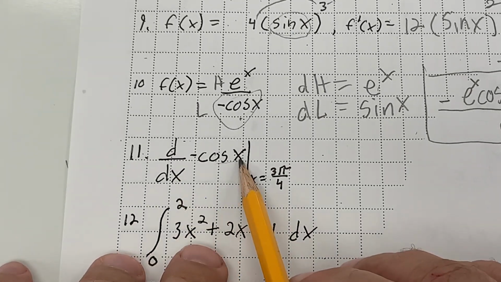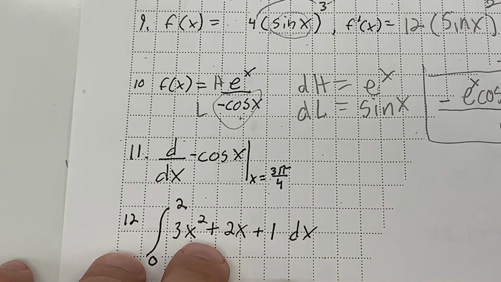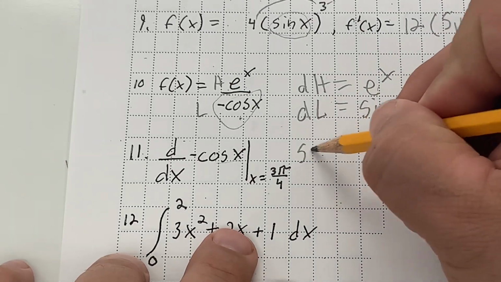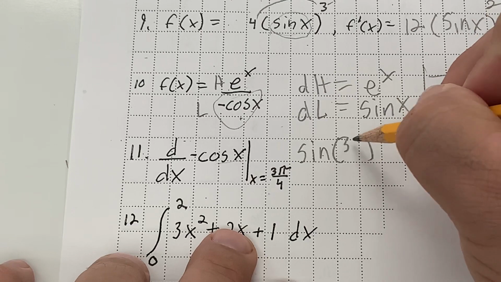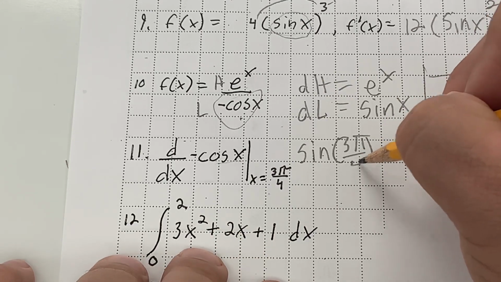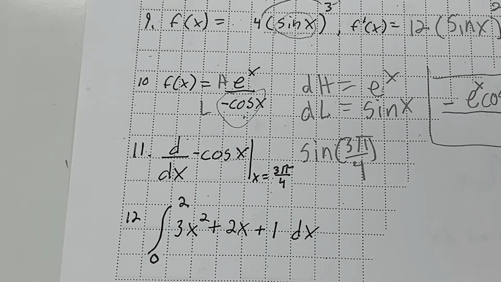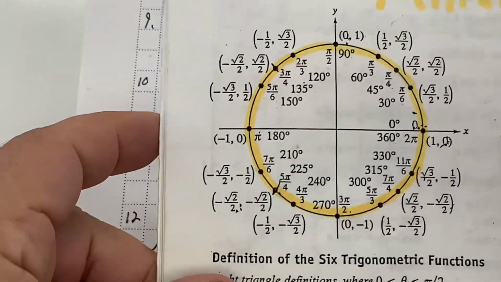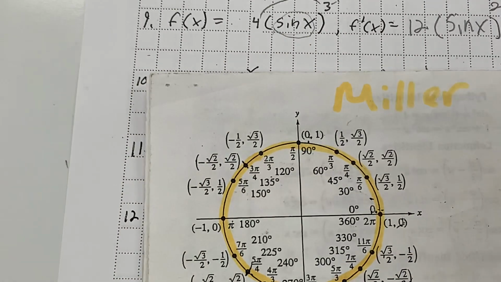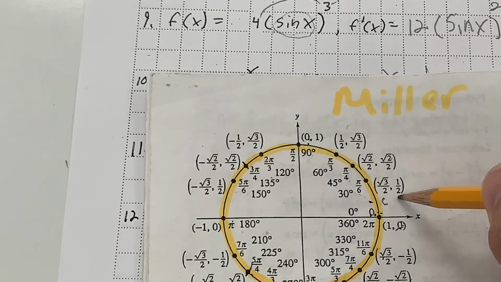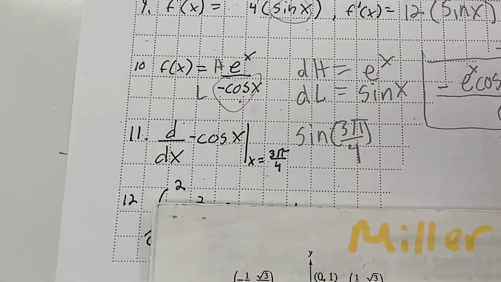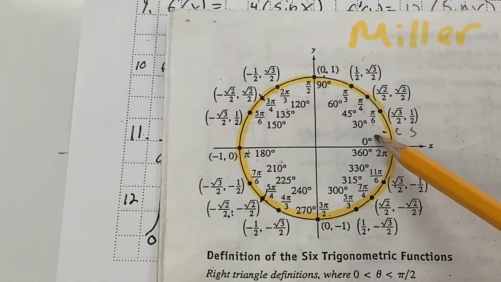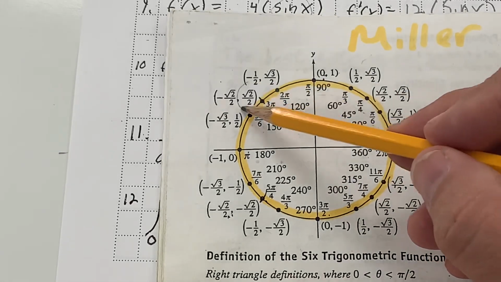All right, find the derivative of negative cosine x. Evaluate it at x equals 3 pi over 4. So the derivative of cosine x is sine x. And then I'm going to plug in the 3 pi over 4. So I need to know what sine of 3 pi over 4 is. If I use the unit circle, the x value is cosine and the y value is sine, and they want me to find sine of 3 pi over 4. So I'm going to go to 3 pi over 4 on my unit circle here. There it is. And the y value is root 2 over 2.